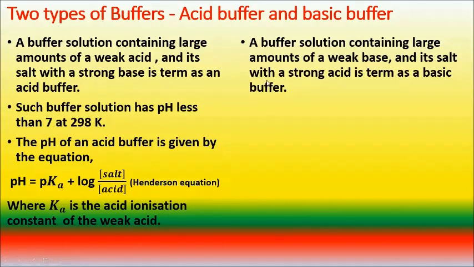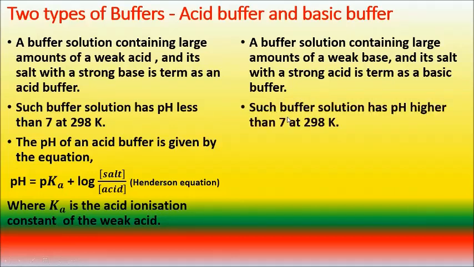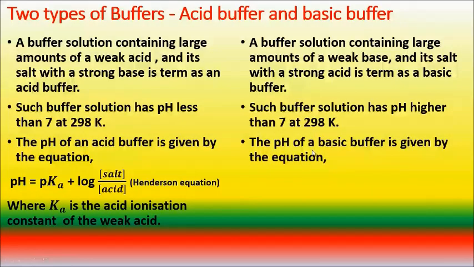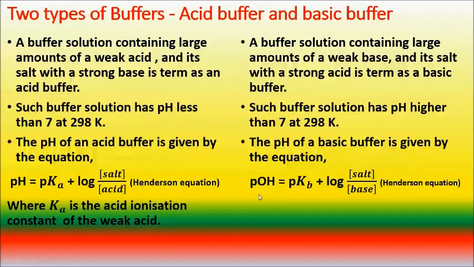A buffer solution which contains a large amount of weak base and its salt with a strong acid is termed a basic buffer. And here the buffer solution has a pH which is higher than 7 at 298 Kelvin. For this, the pOH of a basic buffer is given by the equation pOH is equal to pKb plus log molar concentration of salt by molar concentration of base.